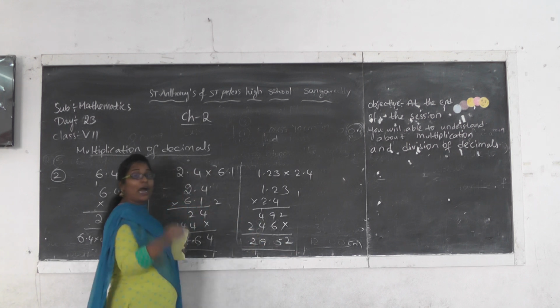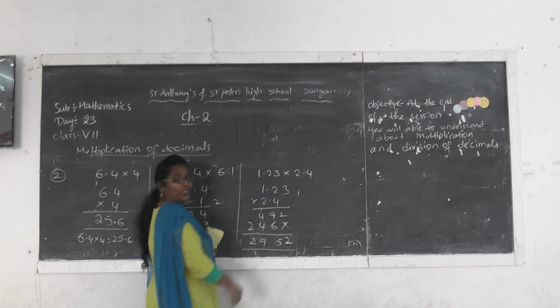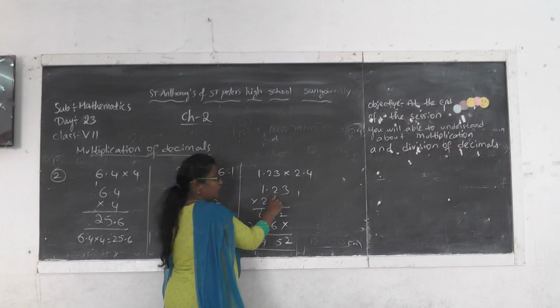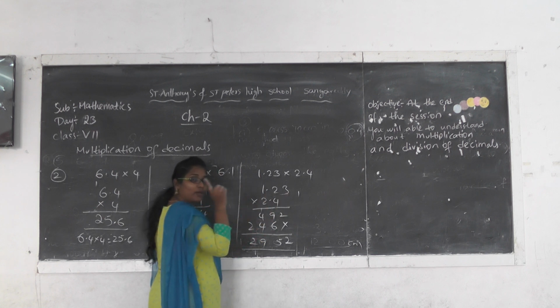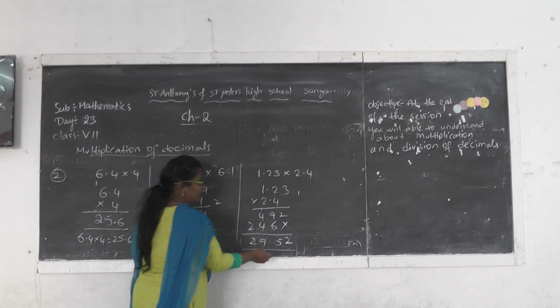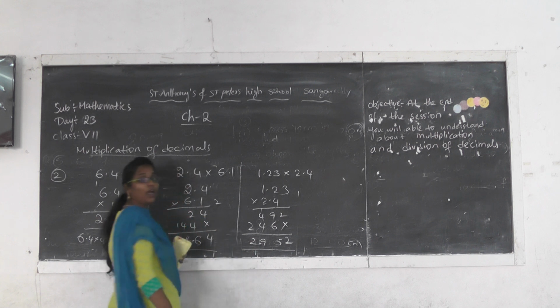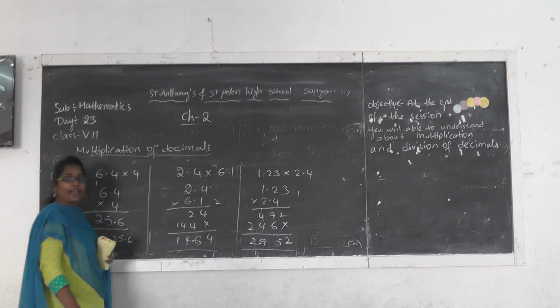Now what we have to do? Count the decimal part numbers. 1, 2, 3. Total how many numbers are there? In the first number we had 2 decimal parts. In the second number we had only 1 number in the decimal part. So total 3 numbers are there in the decimal part. So 1, 2, 3. We have to count 3 steps and then we have to keep the point. So the answer is 2.952.